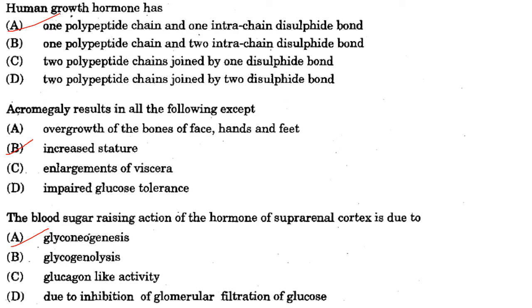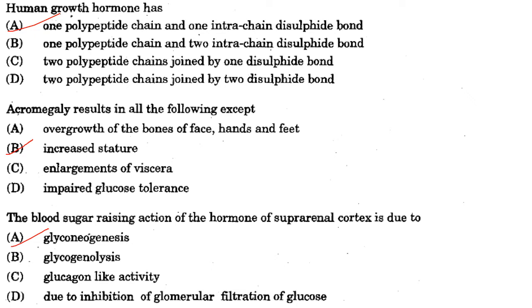The next one. Human growth hormone has one polypeptide chain and one intrachain disulfide bond. Answer is option A. Acromegaly results in all of the following except increased stature. Acromegaly is a hormonal disorder that develops when your pituitary gland produces too much growth hormone during adulthood. So increased stature is not present in case of acromegaly.